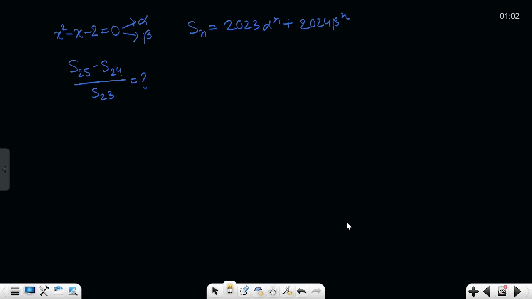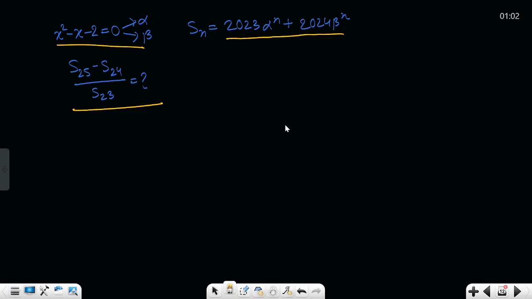How we will do it? First check what is given: the equation x square minus x minus 2 equals 0, whose roots are alpha and beta. And the term Sn is defined as 2023 alpha to the power n plus 2024 beta to the power n. We need to find the value of (S25 minus S24) whole divided by S23. How you will do it?